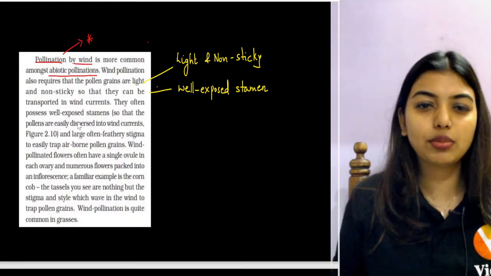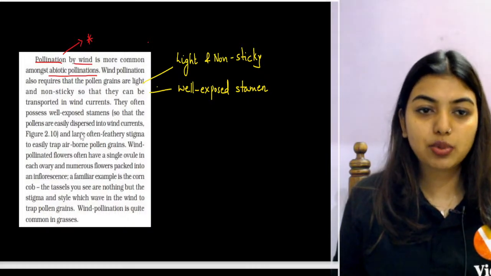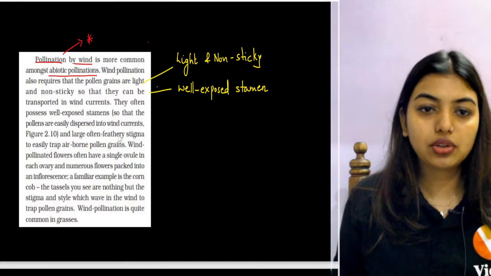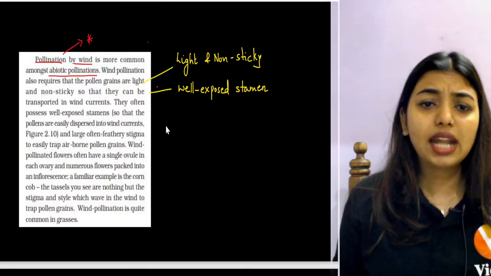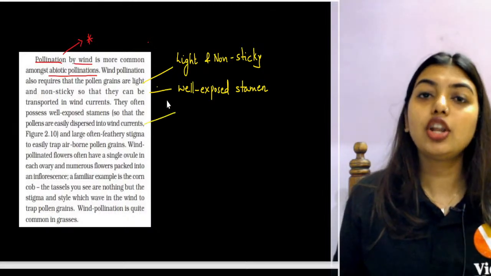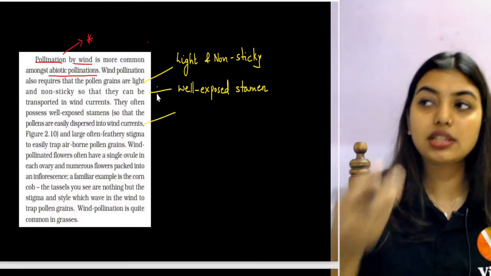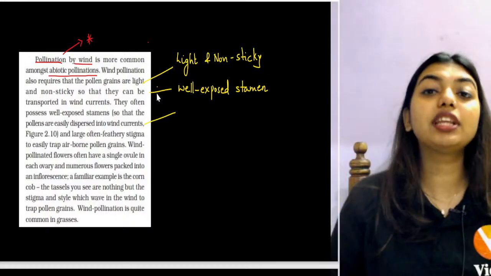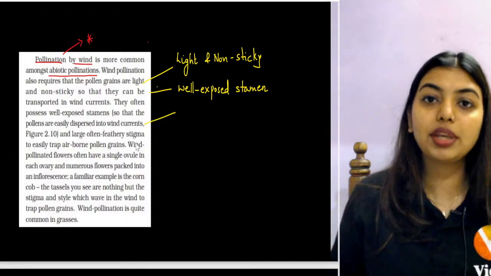Very normal thing. They often possess well exposed stamens so that the pollen grain can be easily dispersed, and large, often feathery stigma, because students, just by having a longer stamen will not help. The stigma also should be feathery and long so that when the pollen is coming, they are able to capture it, right? They should be able to land.